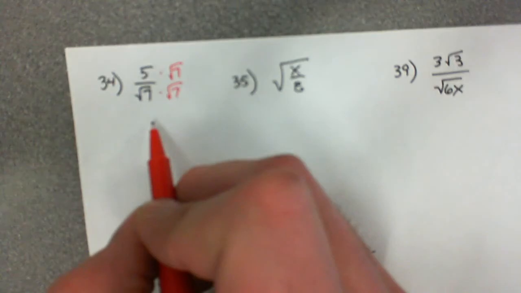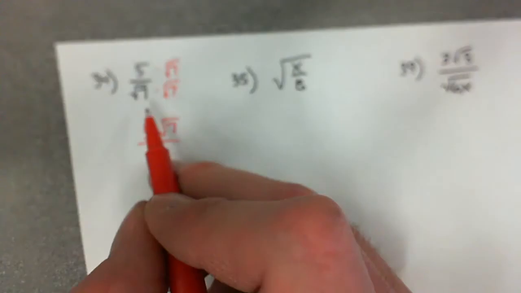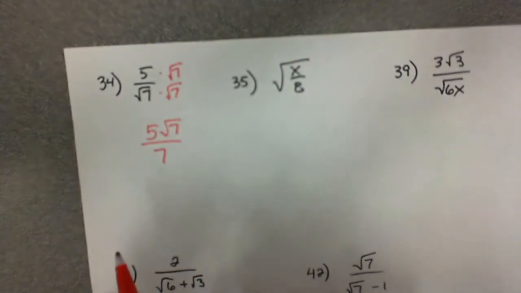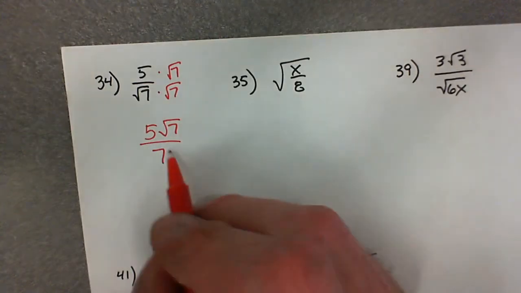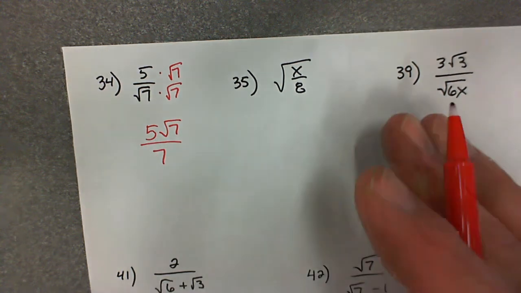Now 5 times square root of 7 is just going to get you 5 square root of 7 over square root of 7 times square root of 7, which is the square root of 49, which is 7, or a square root times itself. The square root goes away. And now the square root's gone in the denominator, and nothing can be reduced in the numerator.